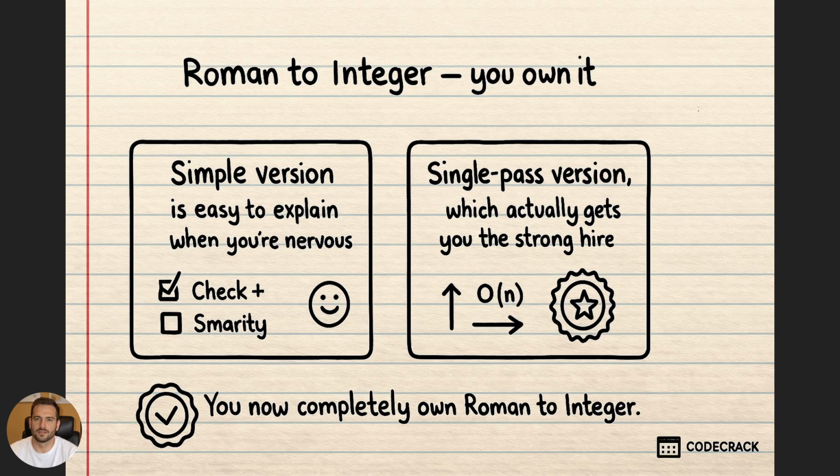There you go, engineers. The simple version is easy to explain when you're nervous. And the single pass version actually gets you the strong hire. You now completely own Roman to integer.